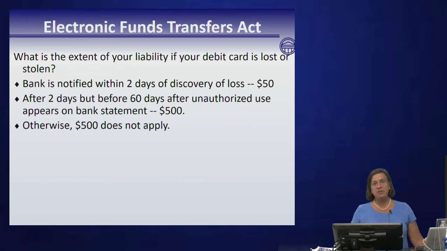So what's the extent of your liability if your debit card is lost or stolen? So here are the rules, since most of you use debit cards now. If you notify the bank within 2 days that you discover you've lost your debit card, then the extent of your liability is $50. That's the maximum you can be liable for. If you notify the bank more than 2 days later, but before 60 days after the unauthorized use appears on your bank statement, then your maximum liability is $500. So you would want to keep an eye on your transactions. Otherwise, the $500 limitation does not apply.